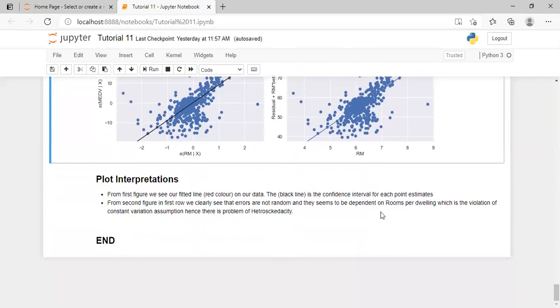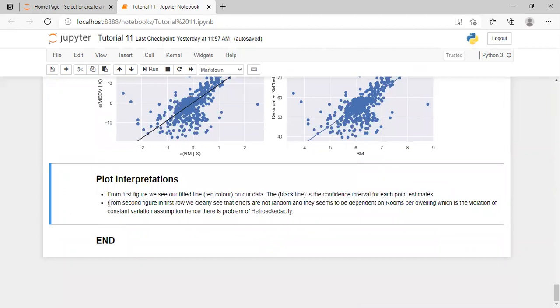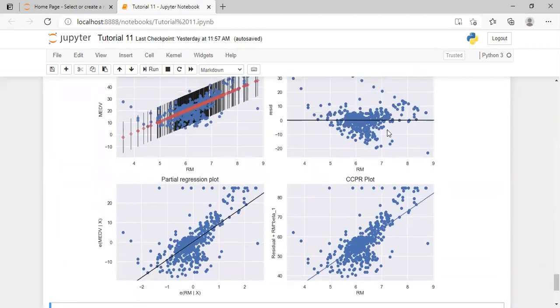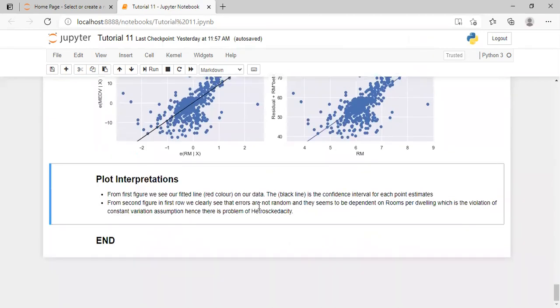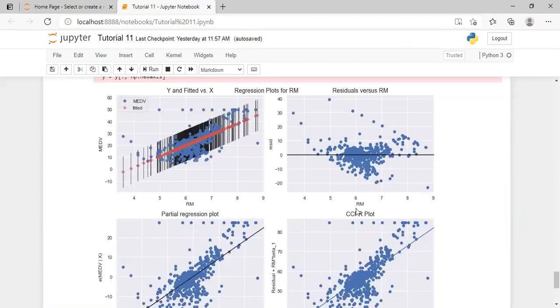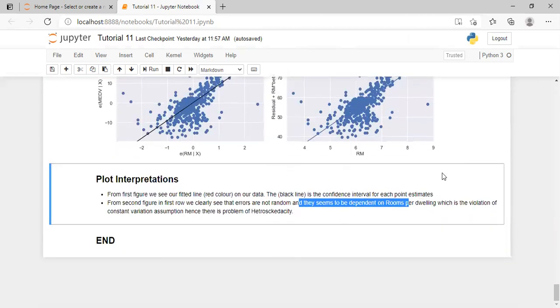Okay, I interpreted the plots. The black line is the confidence interval for each point estimate, as I told you, and from the second figure we can clearly see that errors are not random. The errors should be random, and they seem to be dependent on rooms per dwelling. As the number of rooms increases, the errors also increase towards the end, which is a violation of our constant variance assumption. Hence we have a problem of heteroscedasticity.